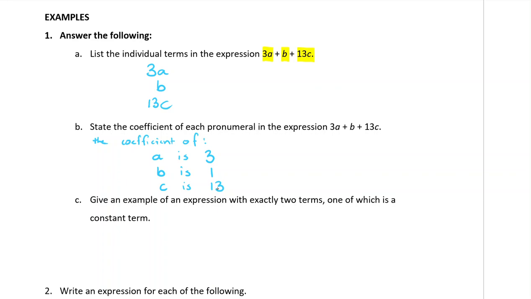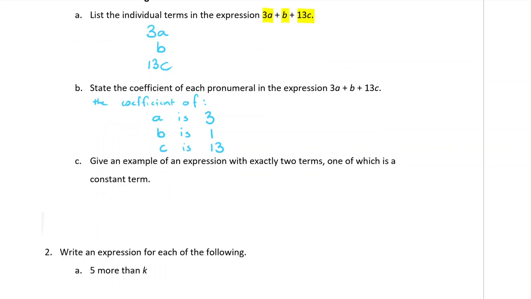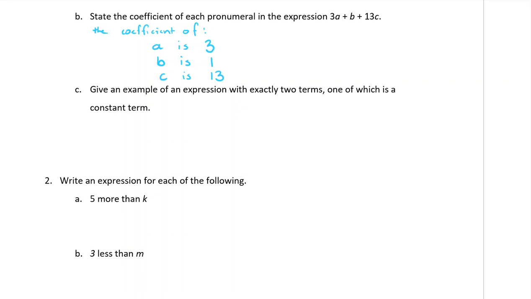Give an example of an expression with exactly 2 terms, one of which is a constant term. This is the kind of question that's a pain if it's on the test, because there are so many different options that you could give. You just need to think of anything that has 2 terms. When it says one is a constant term, it means that one of them is just a number with no letters. So you could do something really simple. You could go, I'm going to have 1 letter and 1 number, and I'm going to add them together. My 2 terms are separated by the plus, so I have 2 terms, and one of them is just a number.